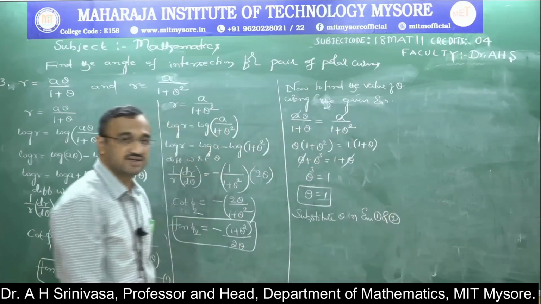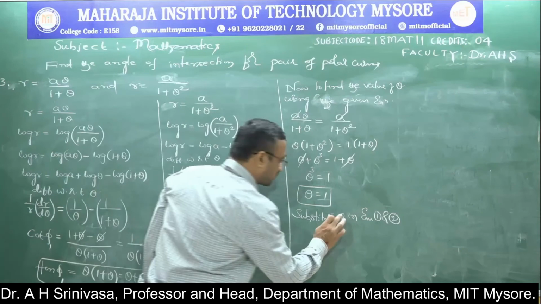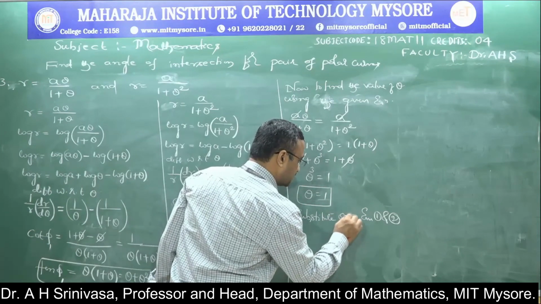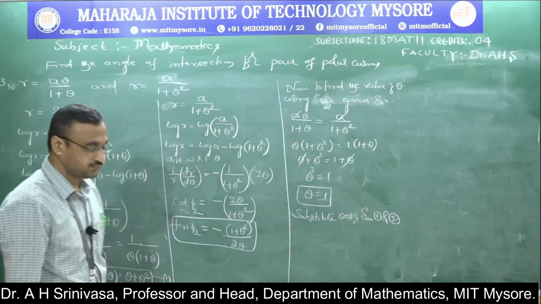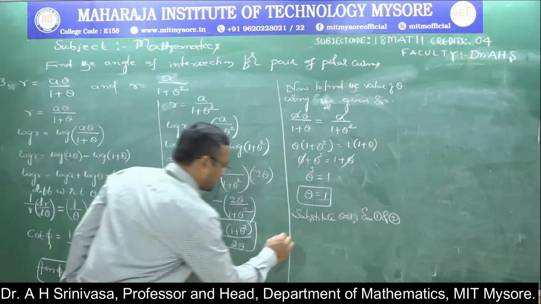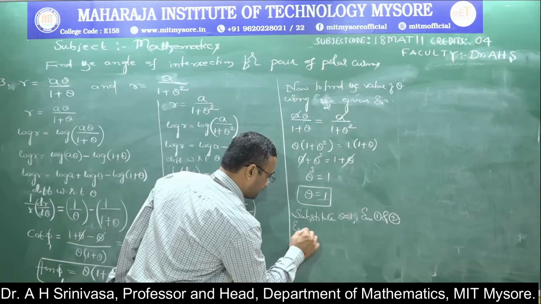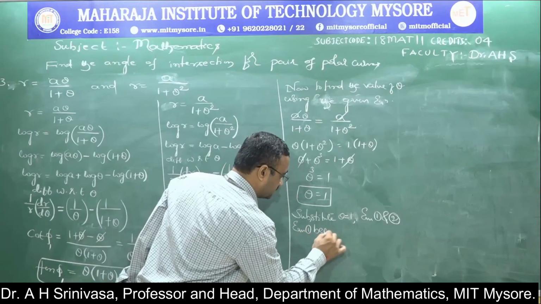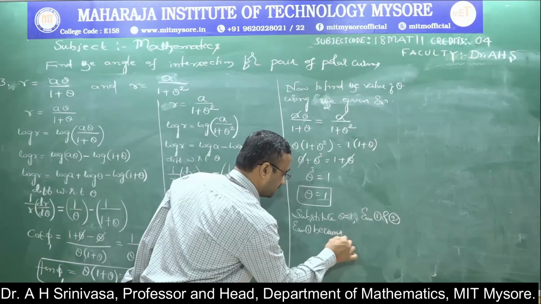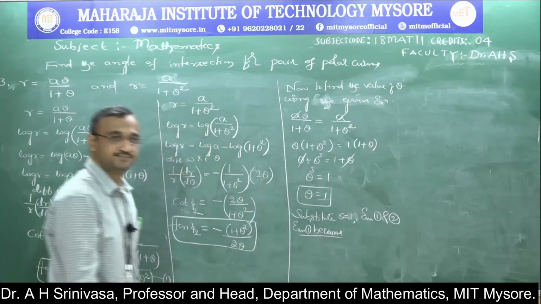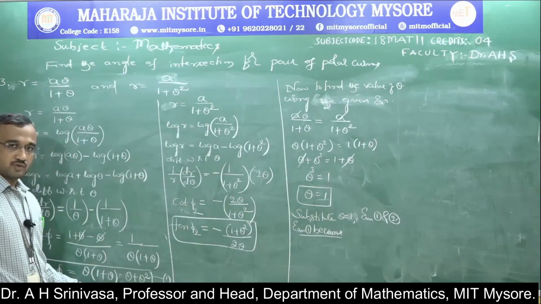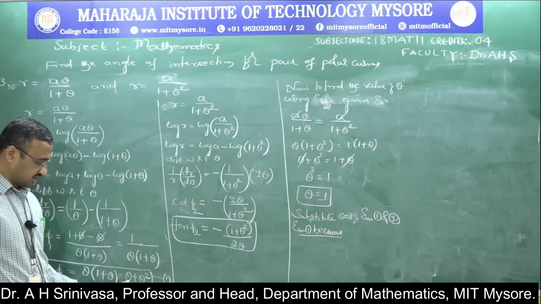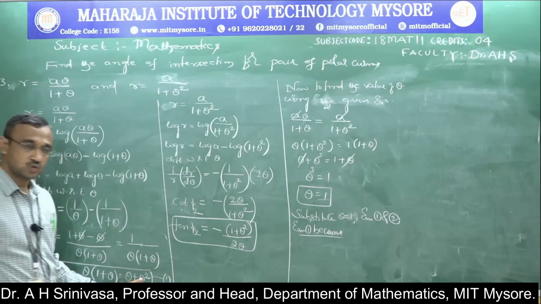Now I am going to substitute theta equal to 1 in equation 1 and 2. What happens if equation 1 becomes, in place of theta I put 1 here. So this is theta is 1 plus 1 square, they become 2.